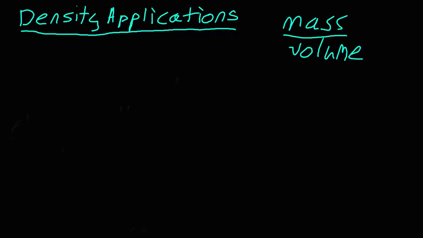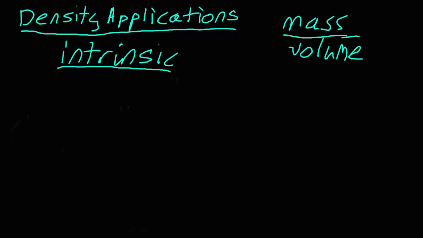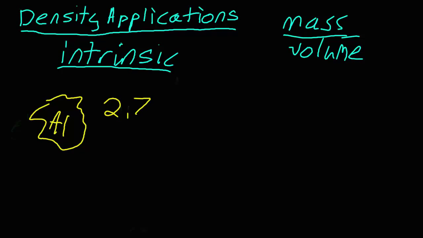In addition to that, the other thing that's important to understand about density is that it is what is known as an intrinsic property. So an intrinsic property is one that is going to be the same no matter what form you have of that substance. So let's look at an example here. Say I have just this kind of hunk of metal. Let's say it's a hunk of aluminum metal. Aluminum has a density of 2.7 grams per centimeter cubed.